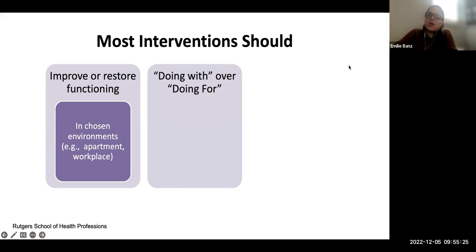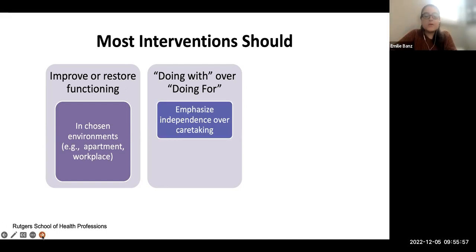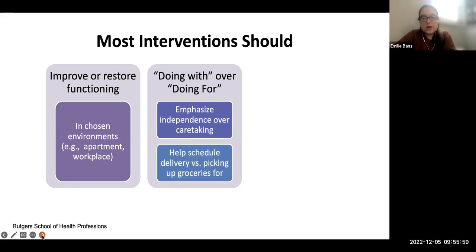You also want to make sure that you're focusing on doing with over doing for, because the goal of the services that you're providing is to support people's independence, right? So if you're doing things for the person, you're kind of negating that idea, right? Whereas if you're doing with the person and you're helping them to problem solve, and learn other different skills, acquire resources, and learn different information, you're kind of doing it along with the person. So again, you're going to be emphasizing independence over caretaking.